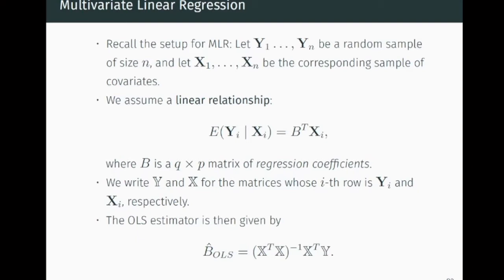We'll write Y bold and X bold for the matrices whose ith row is yi and xi respectively. And so this allows us to write the ordinary least squares estimator as follows. And so it's the inverse of X transpose X times X transpose Y. And so this should be familiar because we've discussed multivariate linear regression several lectures ago.